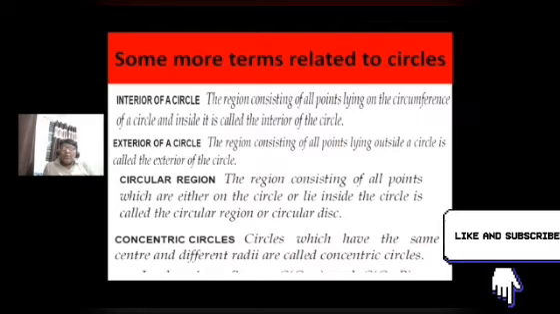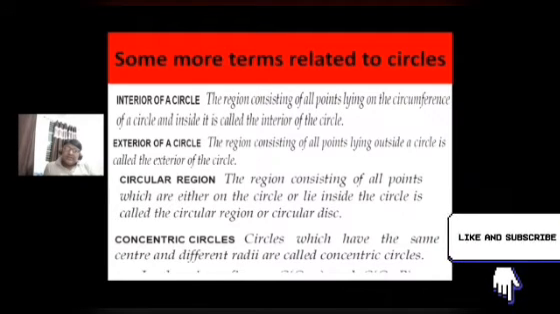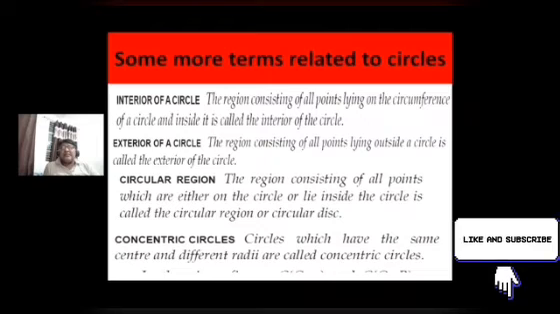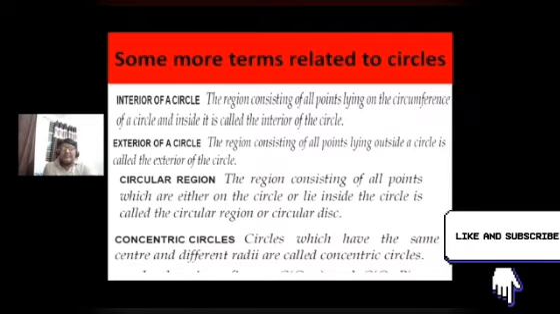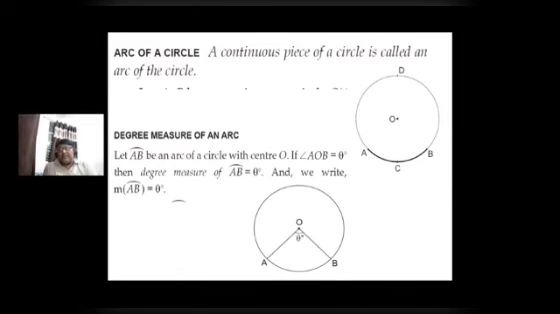Arc of a circle. An arc is a continuous piece of a circle. Here you can see in the figure ACB is an arc of the circle. And the degree measure of an arc: let AB be an arc of the circle with center O. If angle AOB is equal to theta, then the degree measure of arc AB is equal to theta, and we write it like this: measure of arc AB is equal to theta.